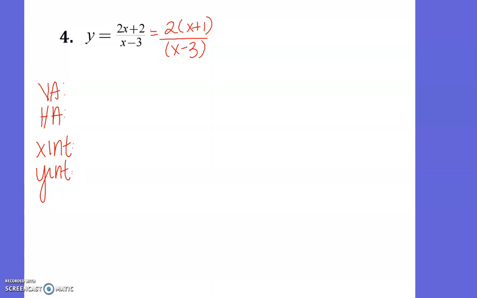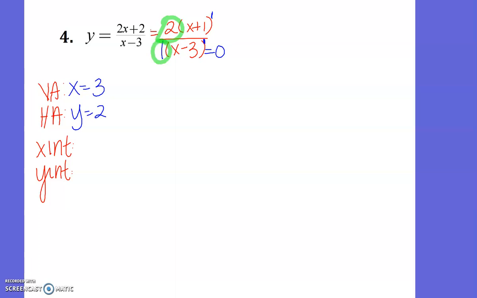Okay, vertical asymptotes come from setting the denominator equal to 0. So if I set that equal to 0 and solve, I get x equals 3. Now the degree of the numerator is 1 and the degree of the denominator is 1. So we are looking at same degree, which means it's leading coefficient over leading coefficient. So y equals 2, because that's my leading coefficient over my leading coefficient.